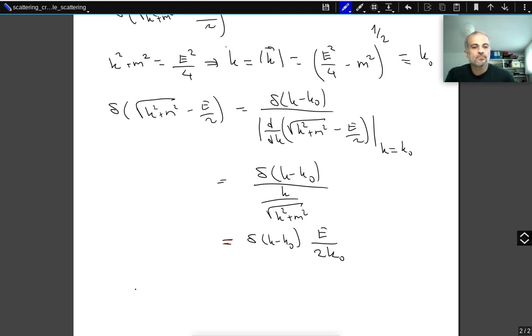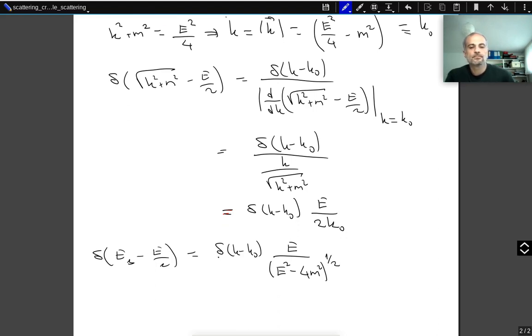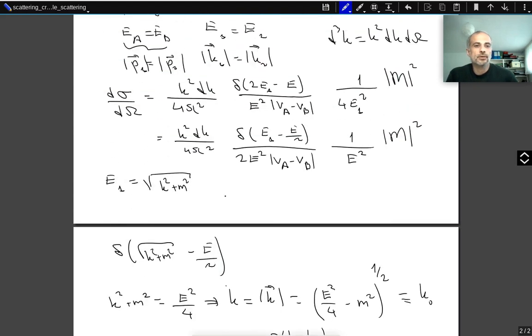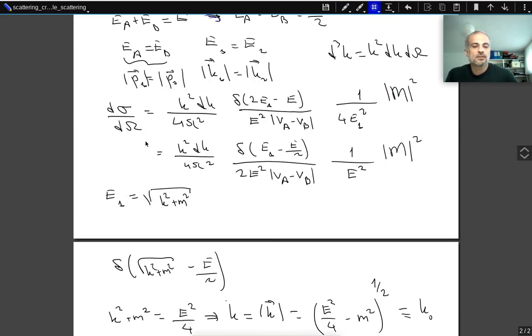Let's also substitute that one. The Dirac delta of E1 minus E over 2 is actually equal to Dirac delta k minus k0 times E over the square root of E squared minus 4m squared. So now we can go back to our differential cross section. This was our differential cross section.